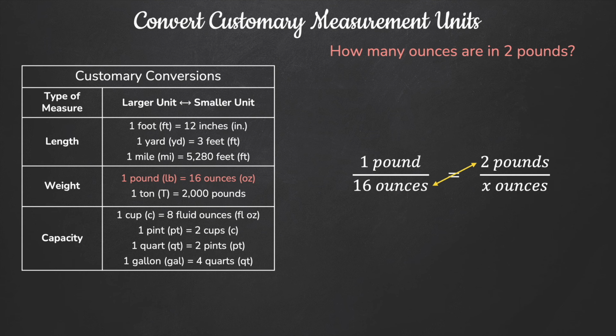We know that 16 and 2 are diagonal from each other, so we're going to multiply 16 times 2. 16 times 2 is equal to 32. And then we're going to divide by the third number, which in this case is 1. 32 divided by 1 is equal to 32. So that means that there are 32 ounces in 2 pounds.